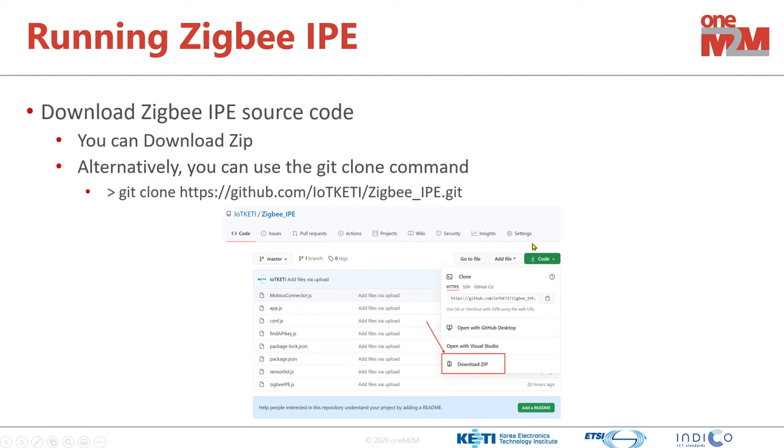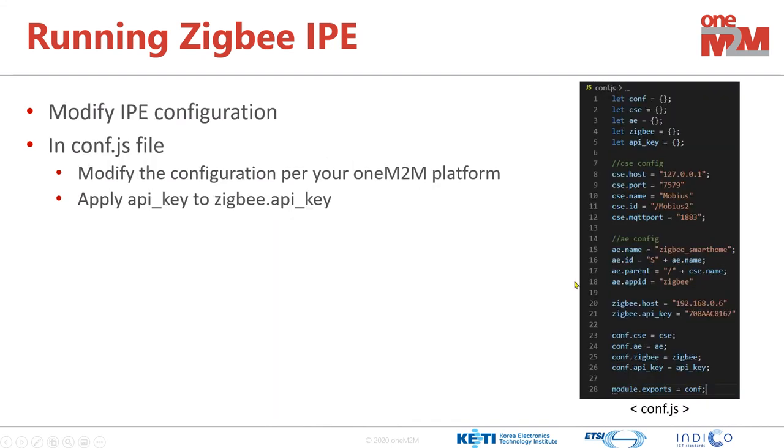So this is the repository again, so you can get the zip file or you can clone the repository. In the conf.json of the project, you can change the oneM2M platform setting. In this example, we use the local Mobius. And as we saw how to get the Zigbee Gateway API key, you should generate it and put it like here for your own setting.